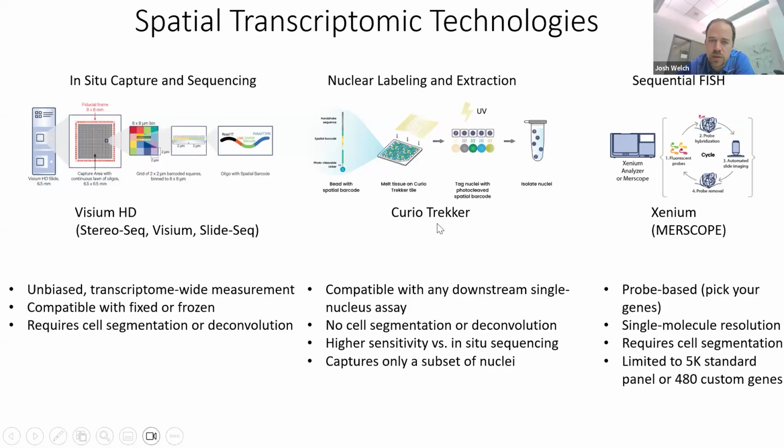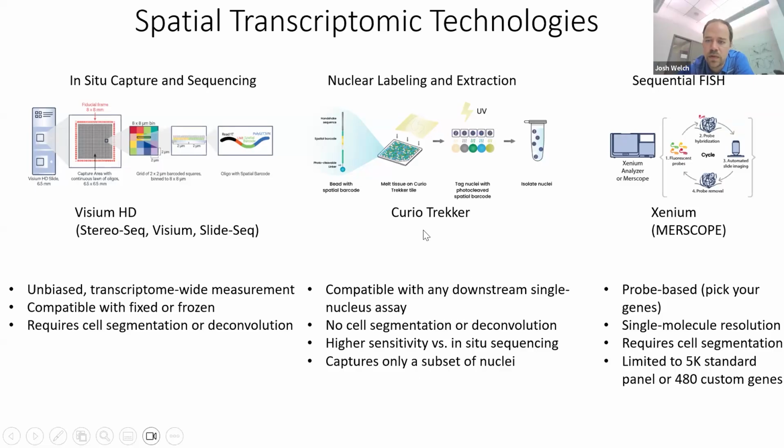Another more recent class of approaches is cell or nuclear labeling and extraction. One approach like this would be Curio Trekker, which is the commercial version of Slide-tags. The approach is basically that you melt your tissue onto an array that has spatial barcodes, and then you use the barcodes to label cells in the tissue so that each barcode has a known spatial position. Then you actually pull out the cells or nuclei and perform conventional single-cell droplet sequencing on them. The Slide-tags Curio Trekker approach works with nuclei because it was developed initially for brain tissue. And so you can do any kind of single nucleus downstream sequencing, like 10x RNA or multi-omic or TCR, BCR sequencing, et cetera.